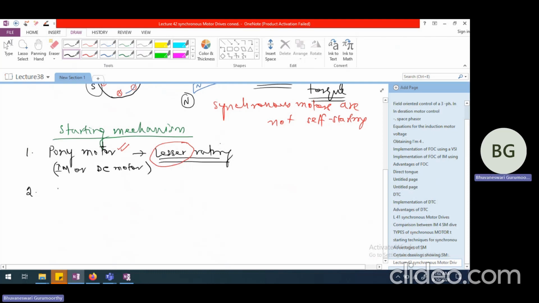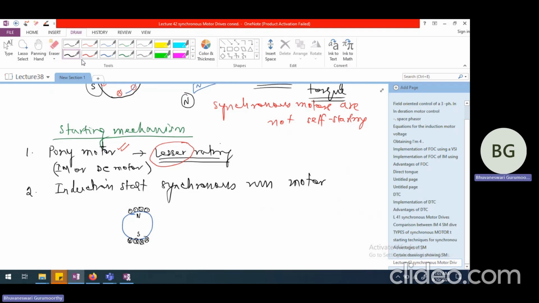The second type of starting mechanism is the induction start synchronous run motor. So what we mean by this is, let us say I'm going to have my rotor somewhat like this. The rotor has the field winding here, which is the DC current carrying winding. So let us say this is all dot, and this is all cross. These are essentially creating magnetic poles north and south. But apart from that, we are also going to have some conductors or rotor bars like this, 1, 2, 3, 4 here. Similarly, 1, 2, 3, 4, four of them here. And imagine this is extending into the board like this.